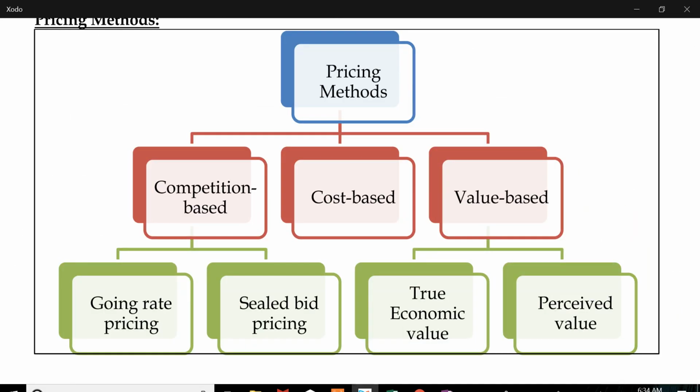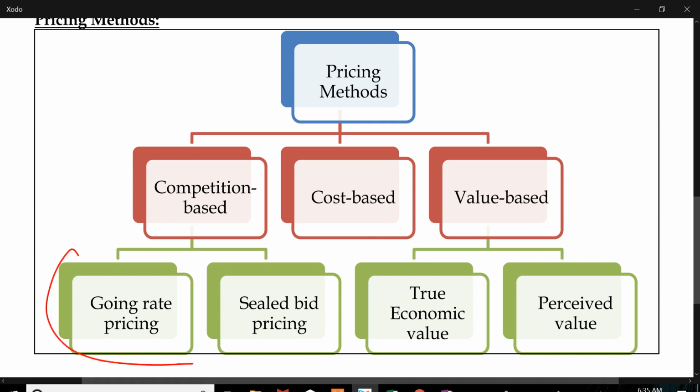Okay, these are the pricing methods. This is what a company will fix a price based on. If Bharadwaj Institute is trying to fix the price for the courses, it can be based on competition, it can be based on cost, it can be based on value. Now based on competition, there are two scenarios: going rate pricing and sealed bid pricing.